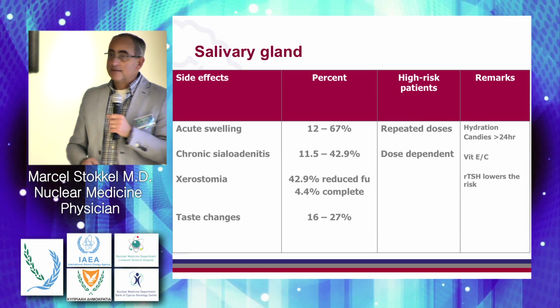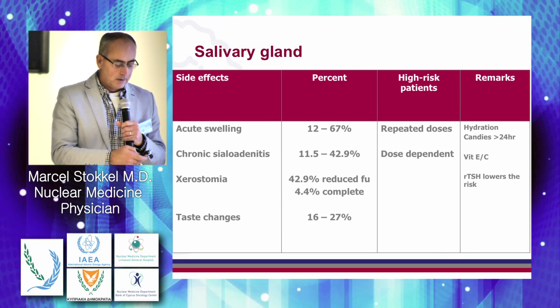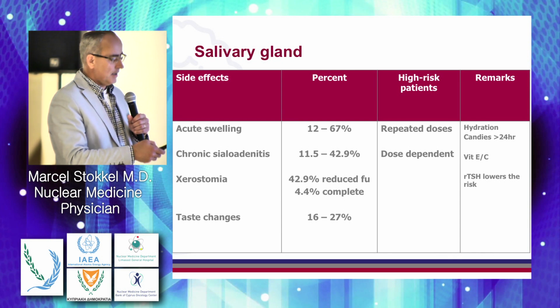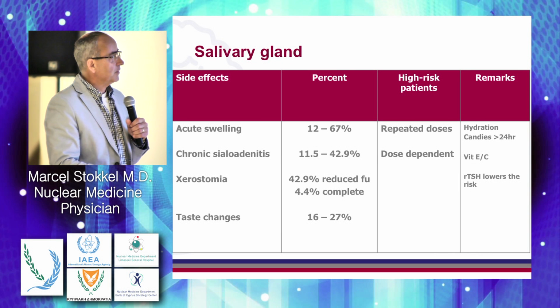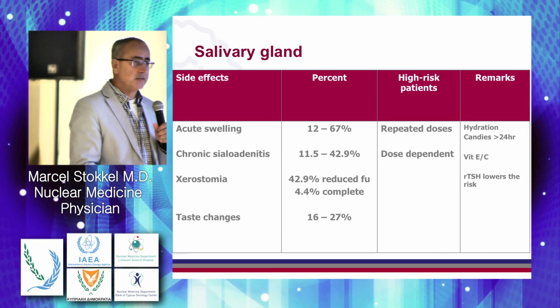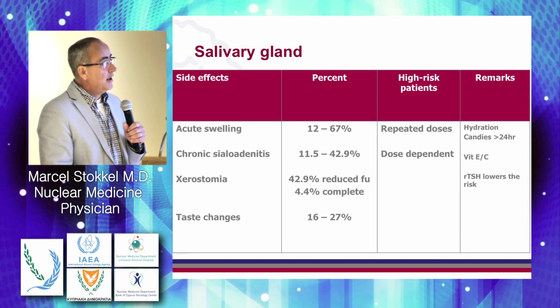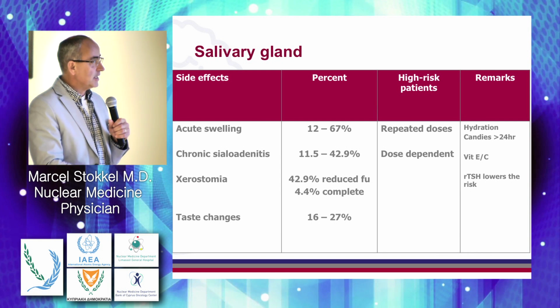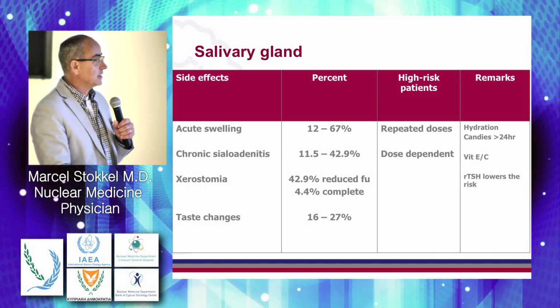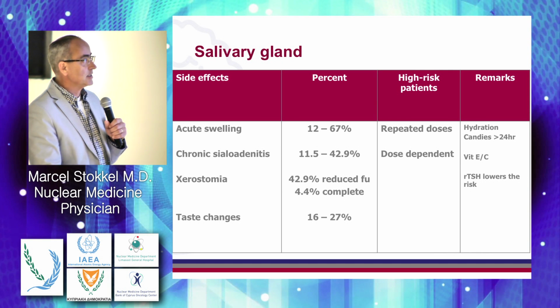The salivary gland, I think, is a well-known problem in clinical practice, and it is quite often observed. You see here acute swelling; 12 to 60% of the patients may observe that. Especially in repeated doses this may occur: chronic sialoadenitis, xerostomia, and taste changes.